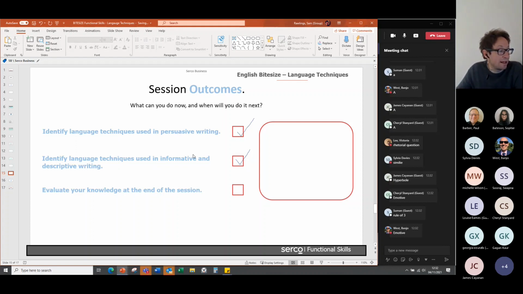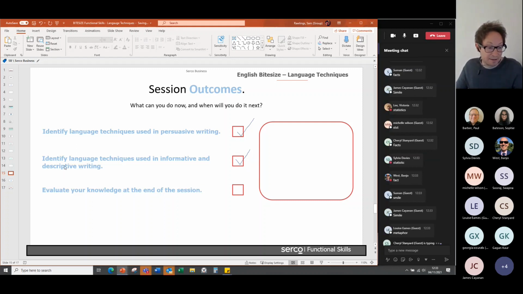And now give me 1 informative language technique. Lovely. Yeah, there's only 2 really to think of. So facts and statistics, excellent. And then give me 1 descriptive writing technique. There are only 3 of these. Well done, Seaman. Simile, yes, good. So remember, description is all about making an image, and similes and metaphors. Really good. Well done. Great.